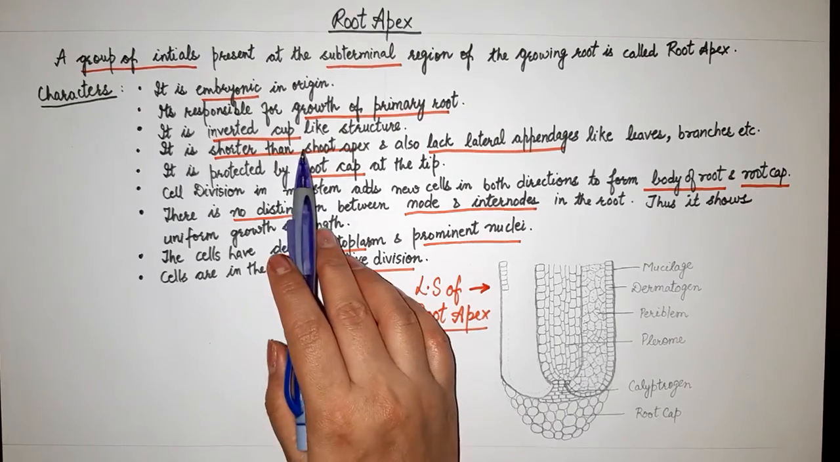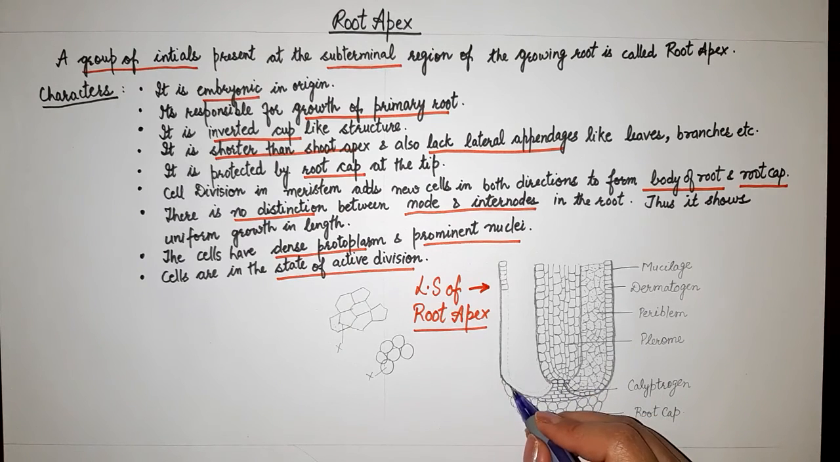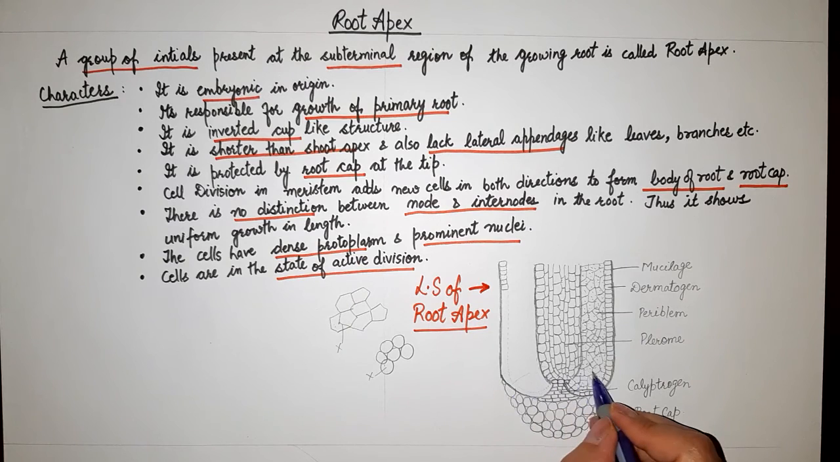Now we mentioned here it's an inverted cup-like structure. So if you look at the overall initials in this area, in this much area we have the meristematic cells, and they look like the inverted cup-like structure. Okay, so that was all about the structure of root apex.